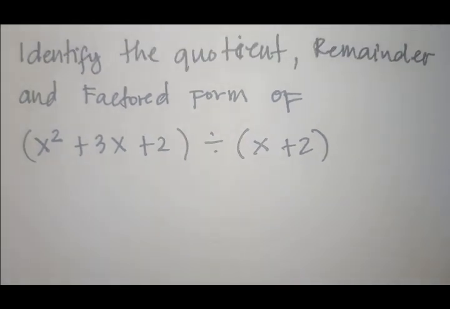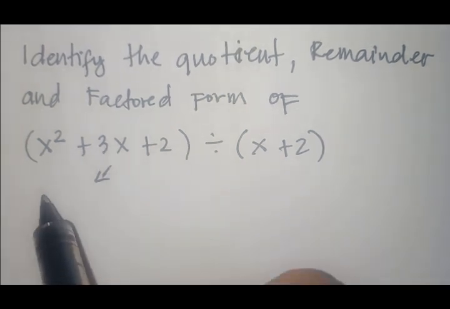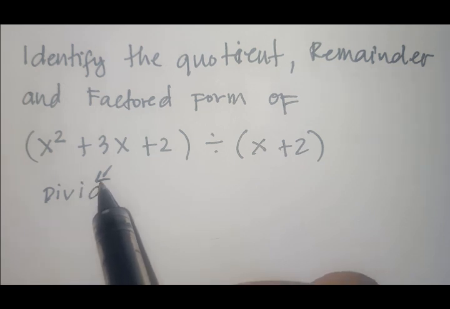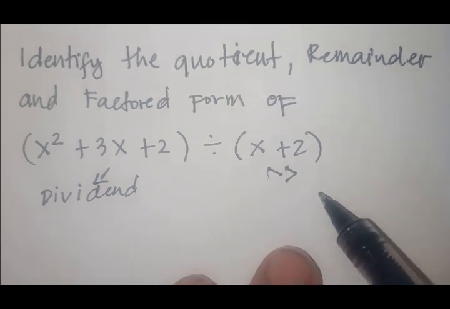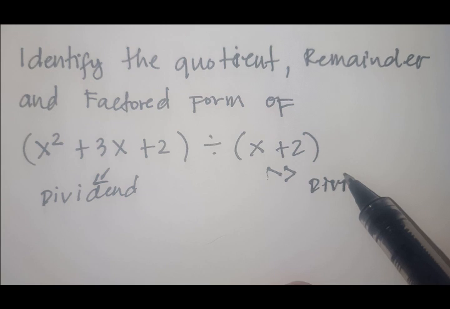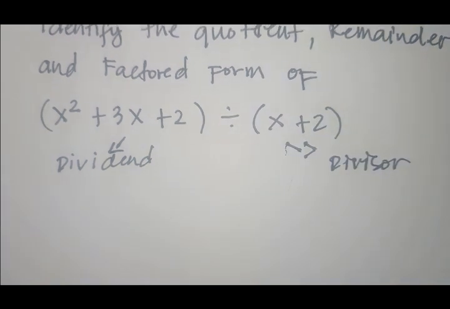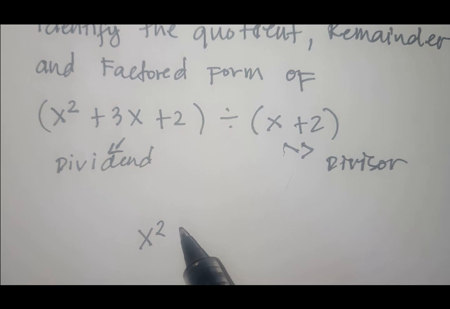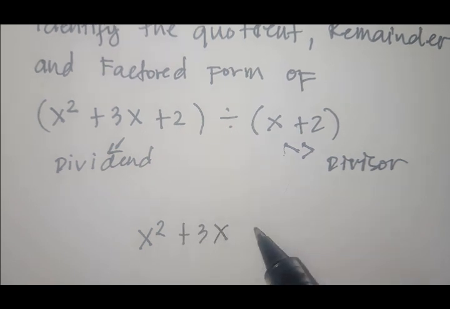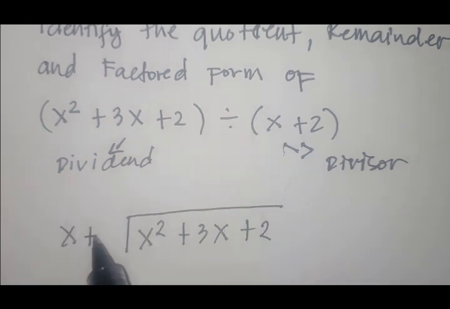Always remember that this area is what we call your dividend. And the other one is called the divisor. So when we divide polynomials, we can rewrite this in this form, especially if we are going to divide this using the long division method. We have x squared plus 3x plus 2 divided by x plus 2.